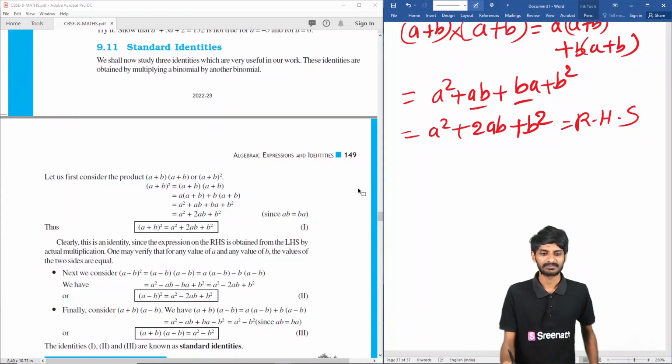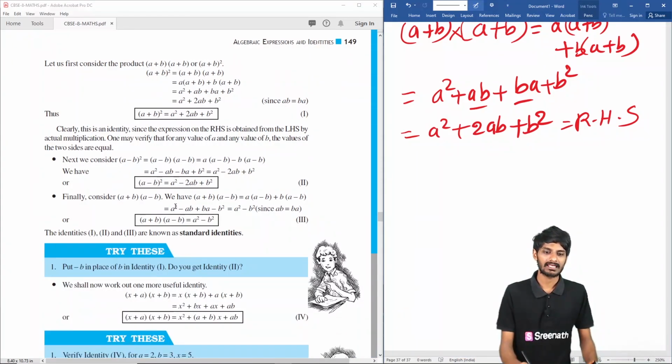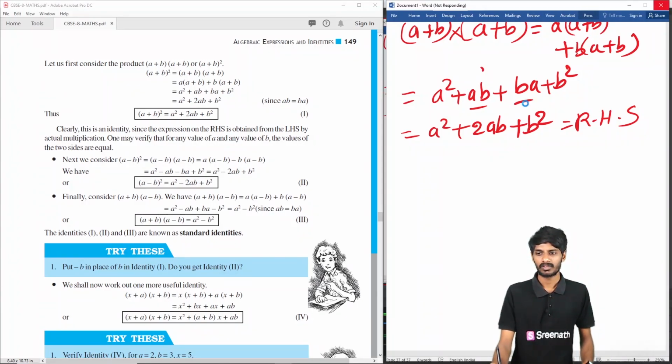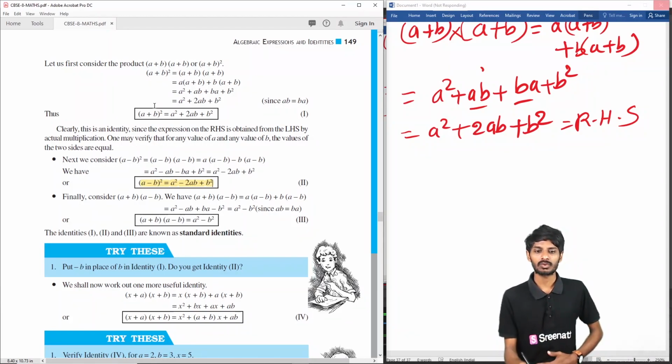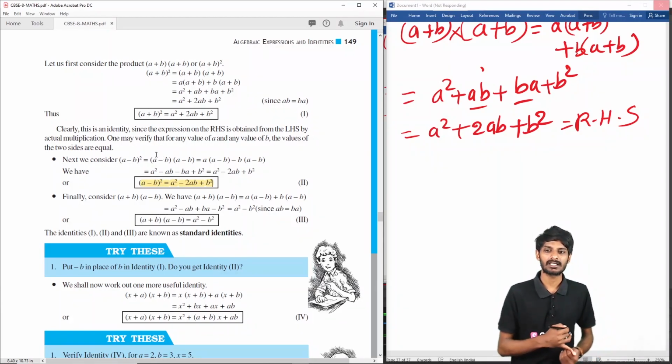That's it, students. And there is another important identity: (a minus b) whole square equals a square minus 2ab plus b square. It is similar to this one only. Here we are replacing b with minus b. That is the only change we have. So b is replaced with minus b.